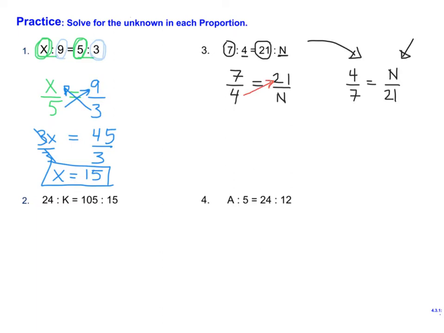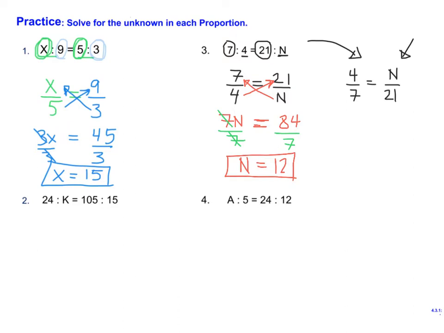The next step would be cross multiplying. So I cross multiply the 4 and I cross multiply that n. On one side, I'm going to have n times 7, which is 7n. And on the other side, I have 4 times 21, which is 84. Then, in order to get rid of this 7, this is 7 times n, I would divide both sides by 7. So 7n divided by 7, I'm left with just n, and 84 divided by 7, I am left with 12. So n is equal to 12.